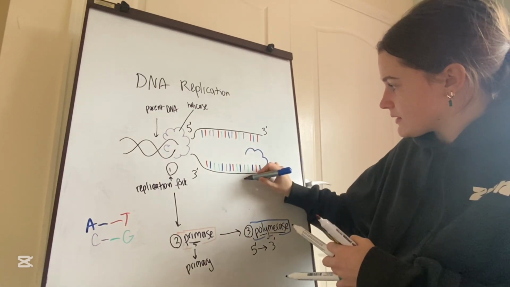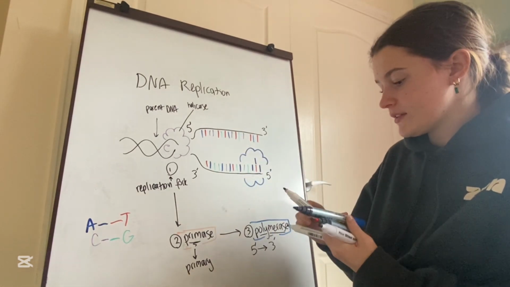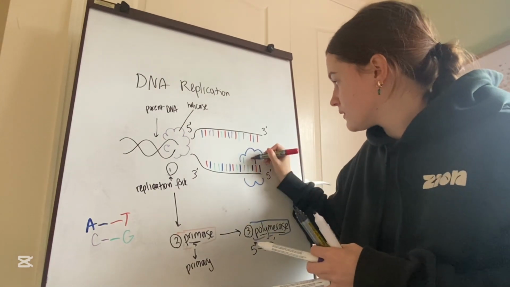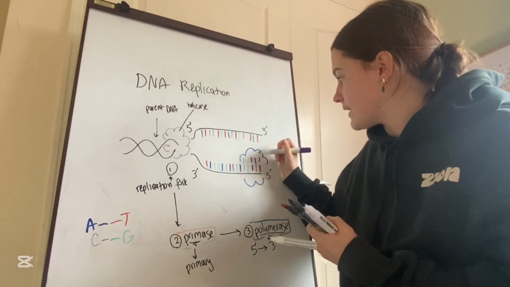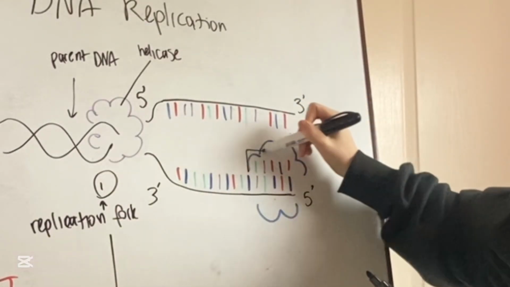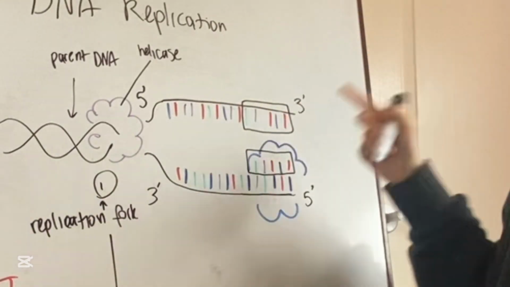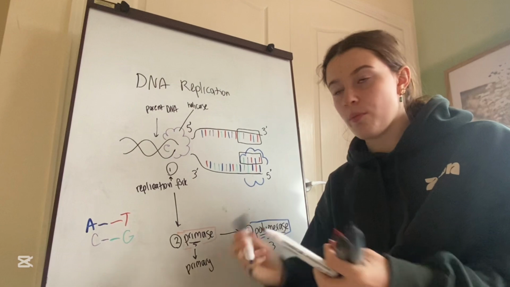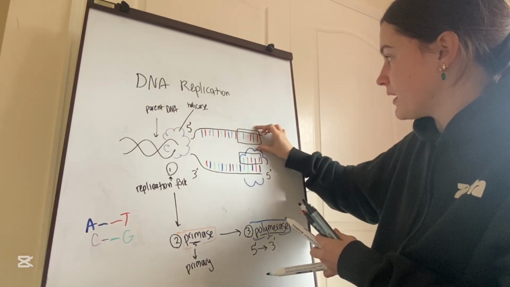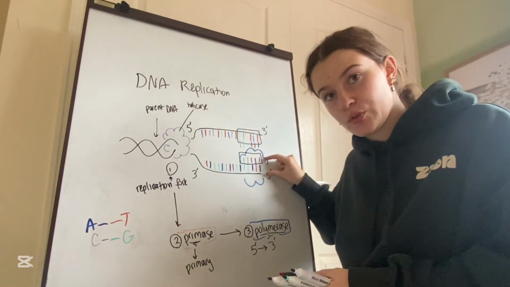When the polymerase does this, it creates an identical strand as seen here. Notice how this is the same as this. And the opposite is also true. When the polymerase starts to do this bit, it does it, and it ends up with an identical DNA.